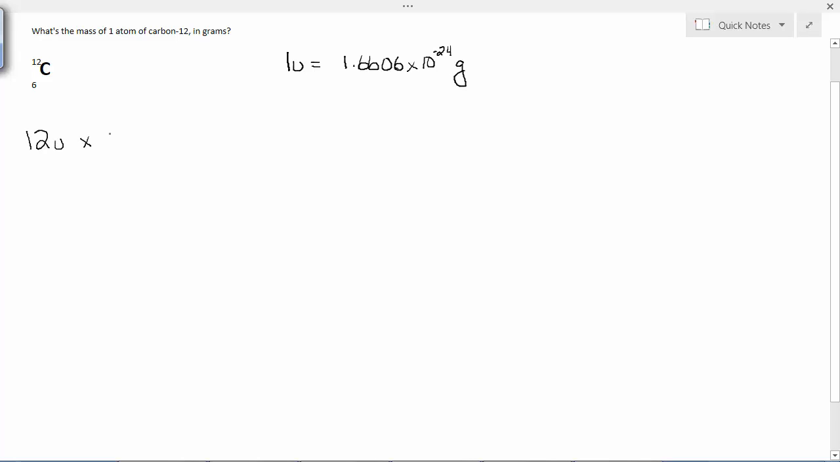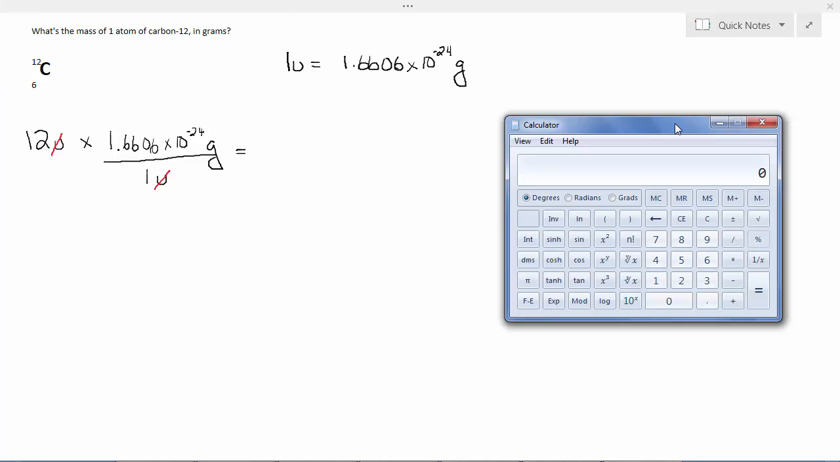So if I want to know the mass of a single isotope of carbon-12, which has a mass of 12 atomic mass units, let's multiply that by this conversion factor. So we'll say 1.6606 times 10 to the negative 24 grams over one atomic mass unit. Our atomic mass units will eliminate one another, so I'm basically saying 12 times this 1.66 number.